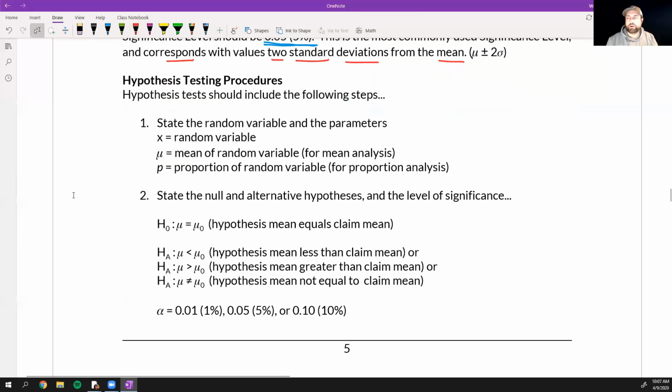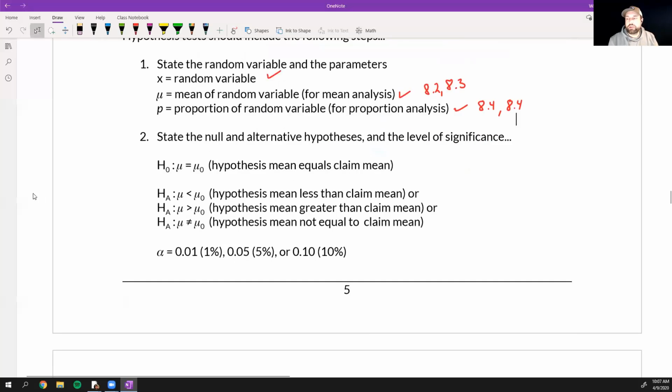So the first thing you want to do is establish your random variables, establish the mean, and if necessary, the proportion. So we're going to be doing the mean in 8.2 and 8.3, and we'll be doing the proportion in 8.4 and 8.5. Okay, so first establish that for, what is it that you're going to measure? Then you state your null hypothesis. Okay, what is the existing current hypothesis? Either what is the existing mean or what is the existing proportion?